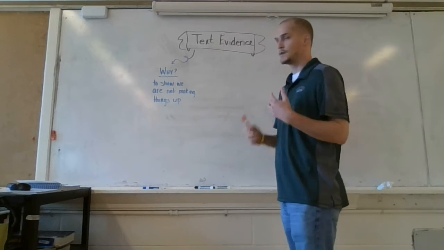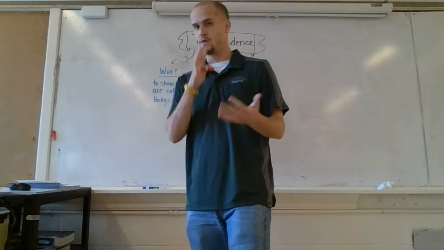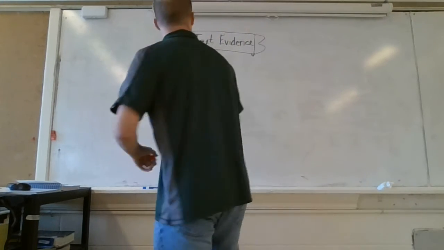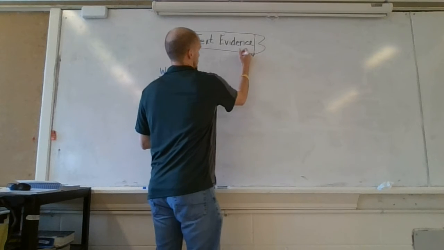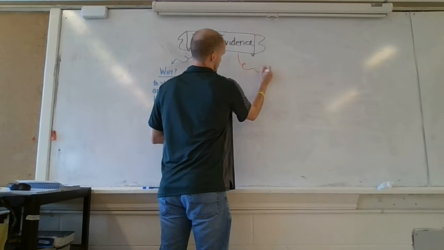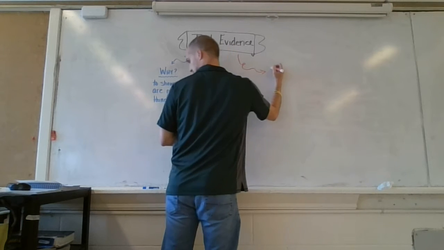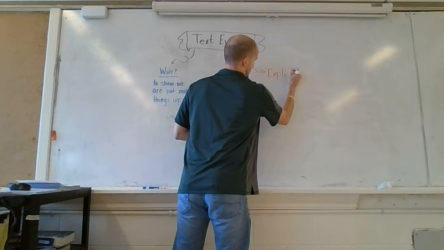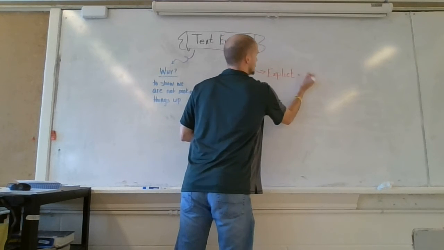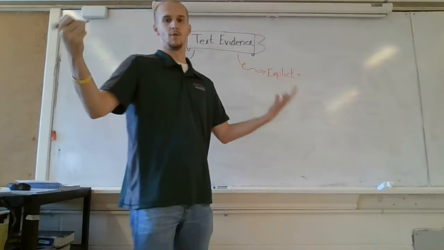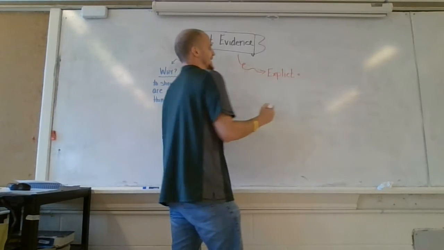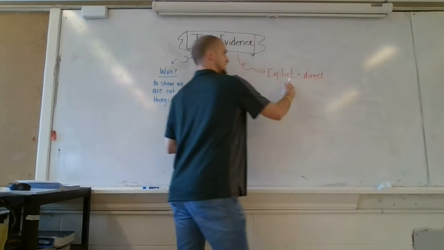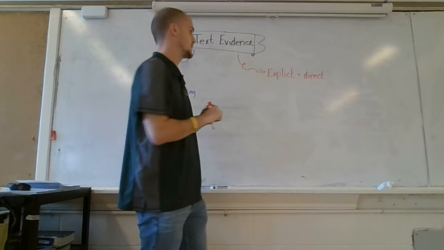Now, you do this through explicit textual evidence. Now, we're going to define in more common terms what each one of those words mean. All right? So we're going to come over here now. We're going to start with the word explicit. Explicit means, to put it in a word you've probably seen more often, direct. Explicit or direct. All right?